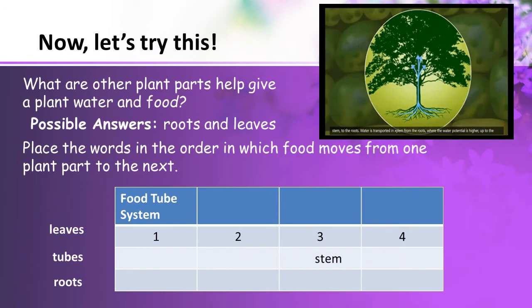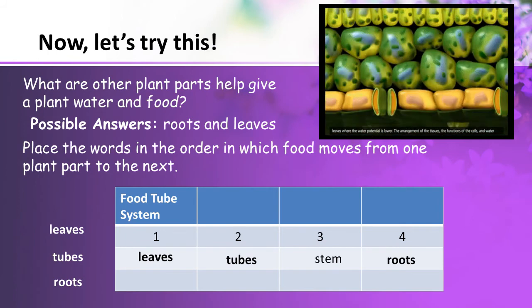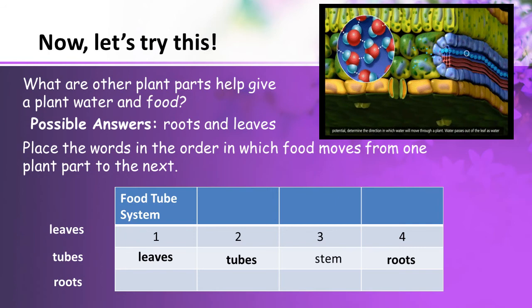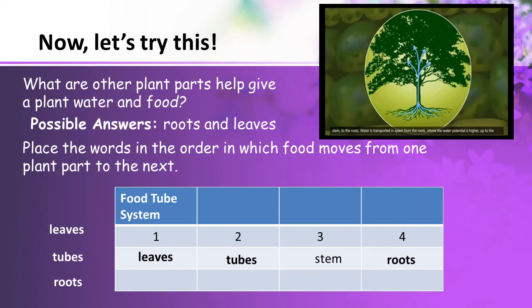Okay, let's check your work. First, leaves, second we have tubes, and the last one is roots. So remember again that food is made in the leaves. Then it travels down the tubes in the stem all the way to the roots of the plants.